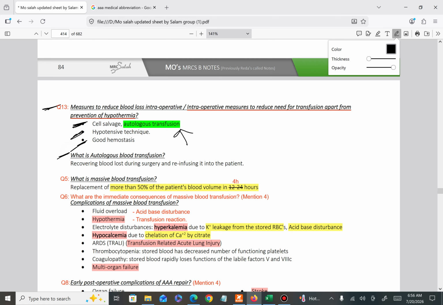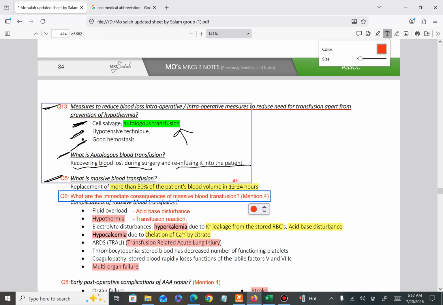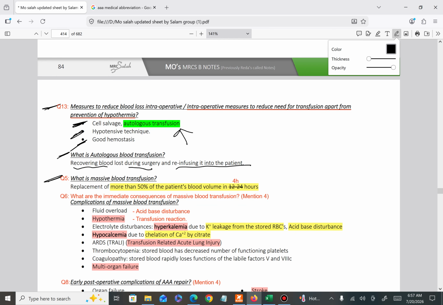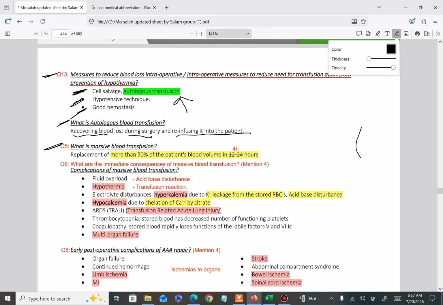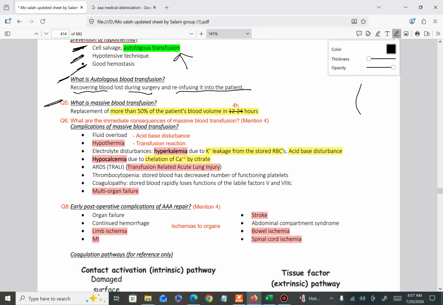Okay, what is autologous transfusion? It is recovering blood lost during surgery and re-infusing it to the patient. It is called autologous transfusion. What is massive blood transfusion? So massive blood transfusion is the replacement of more than 50% of the patient's blood volume in 4 hours. Okay, then the next question, what will be the complications of massive blood transfusion?